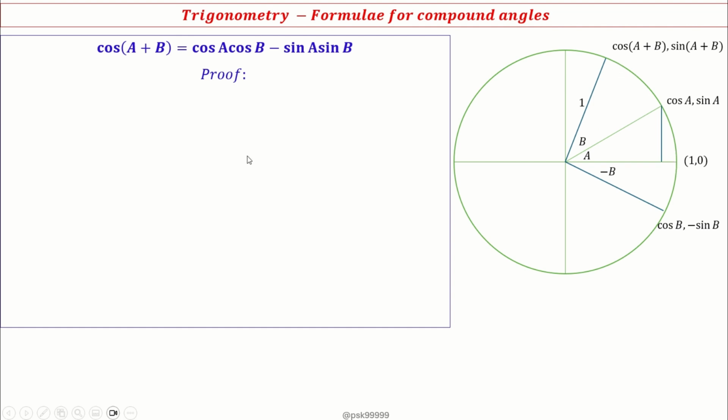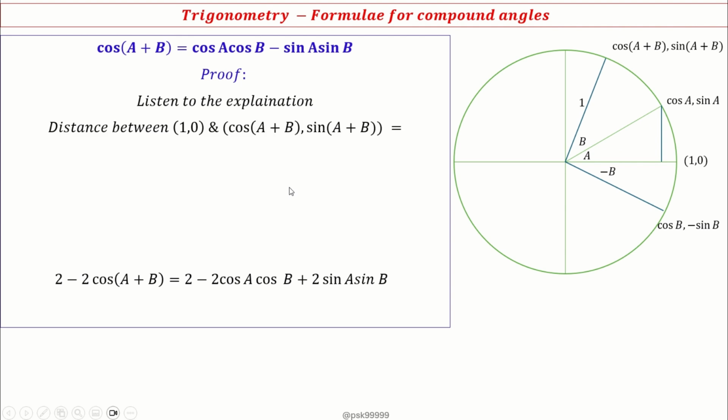Suppose I take these 2 points, 1, comma 0 and cos(A plus B), comma sin(A plus B). This chord length is equal to another chord which is from cos A, sin A to cos B, minus sin B. Why? These two are also subtended by the A plus B angle. The absolute value of this angle here is A plus B. Both are subtended by the A plus B angle, which means this chord length will be the same.